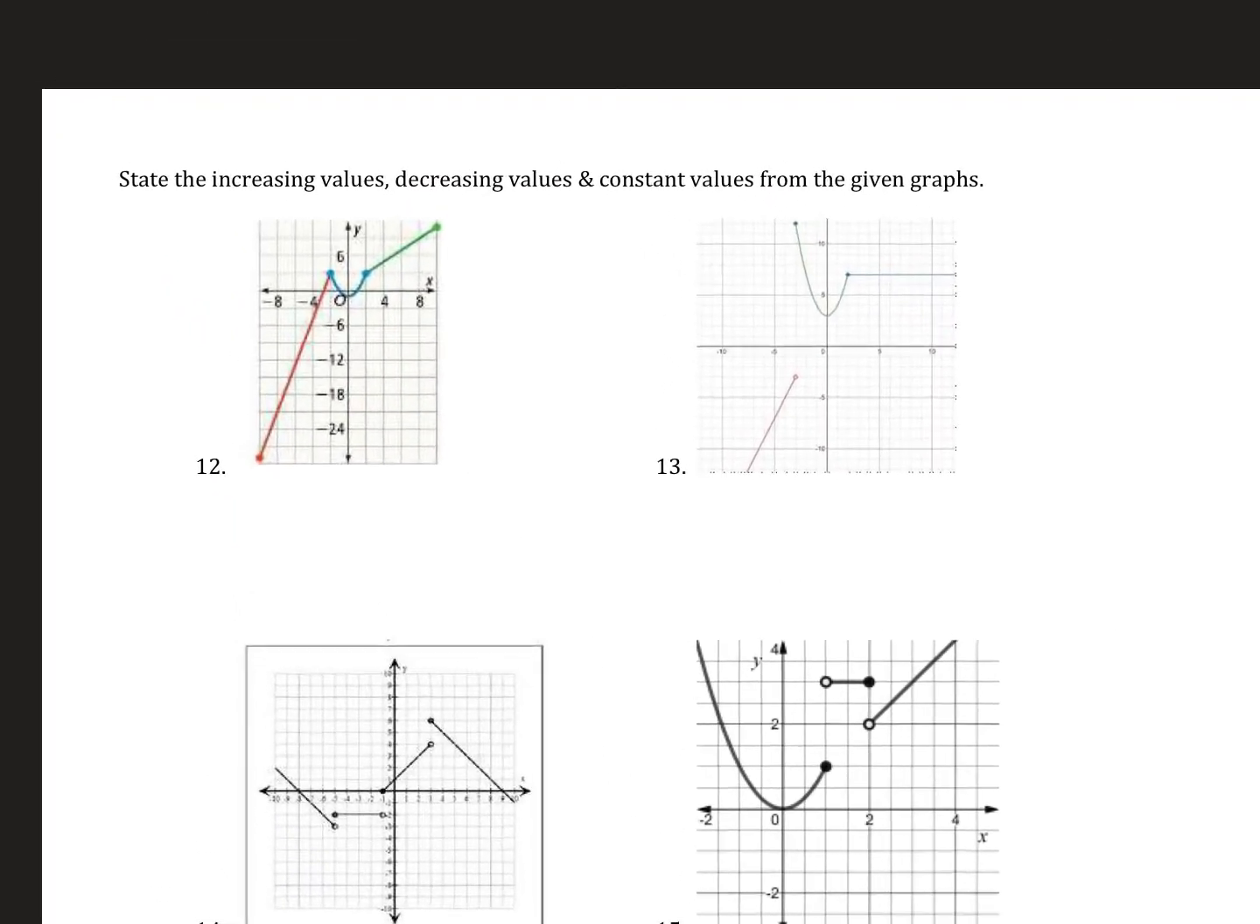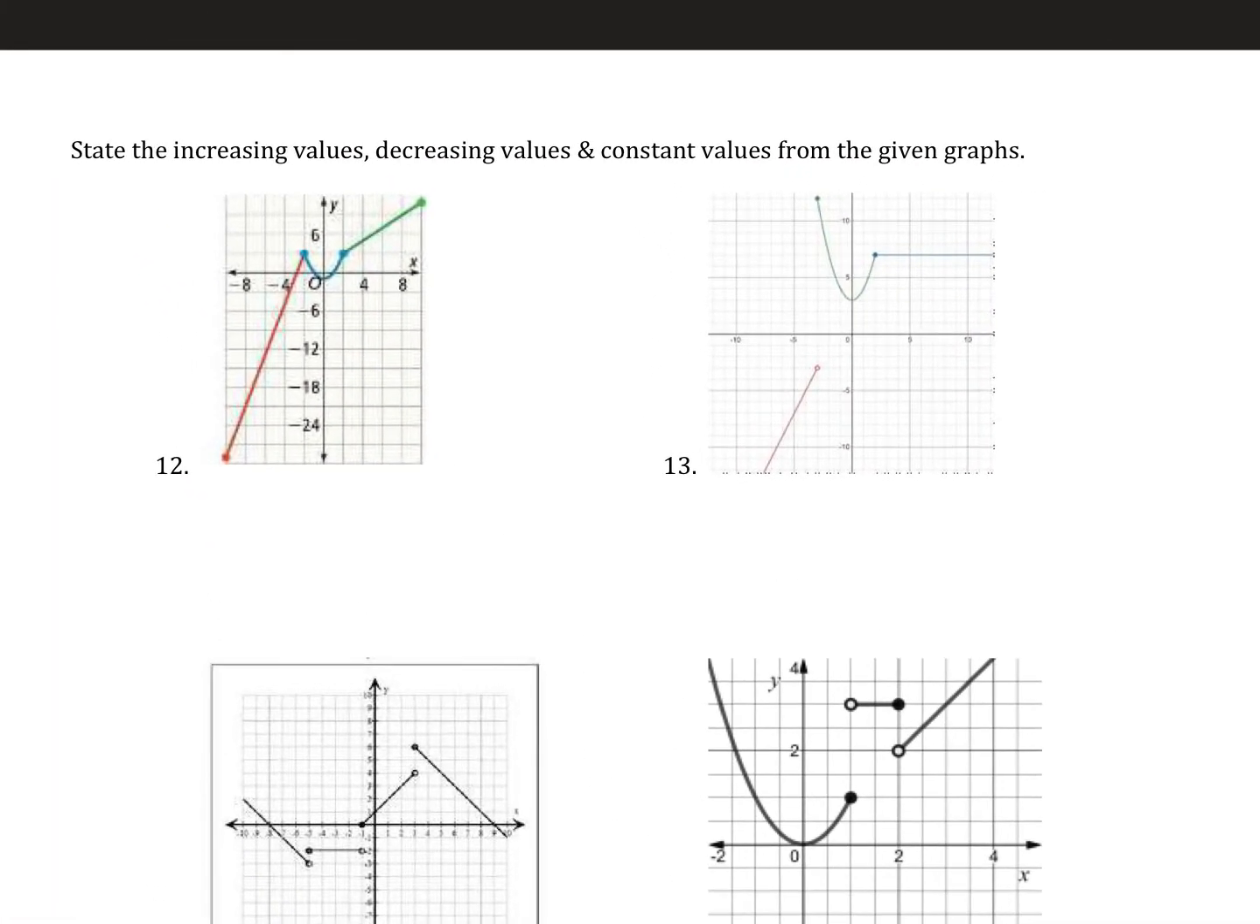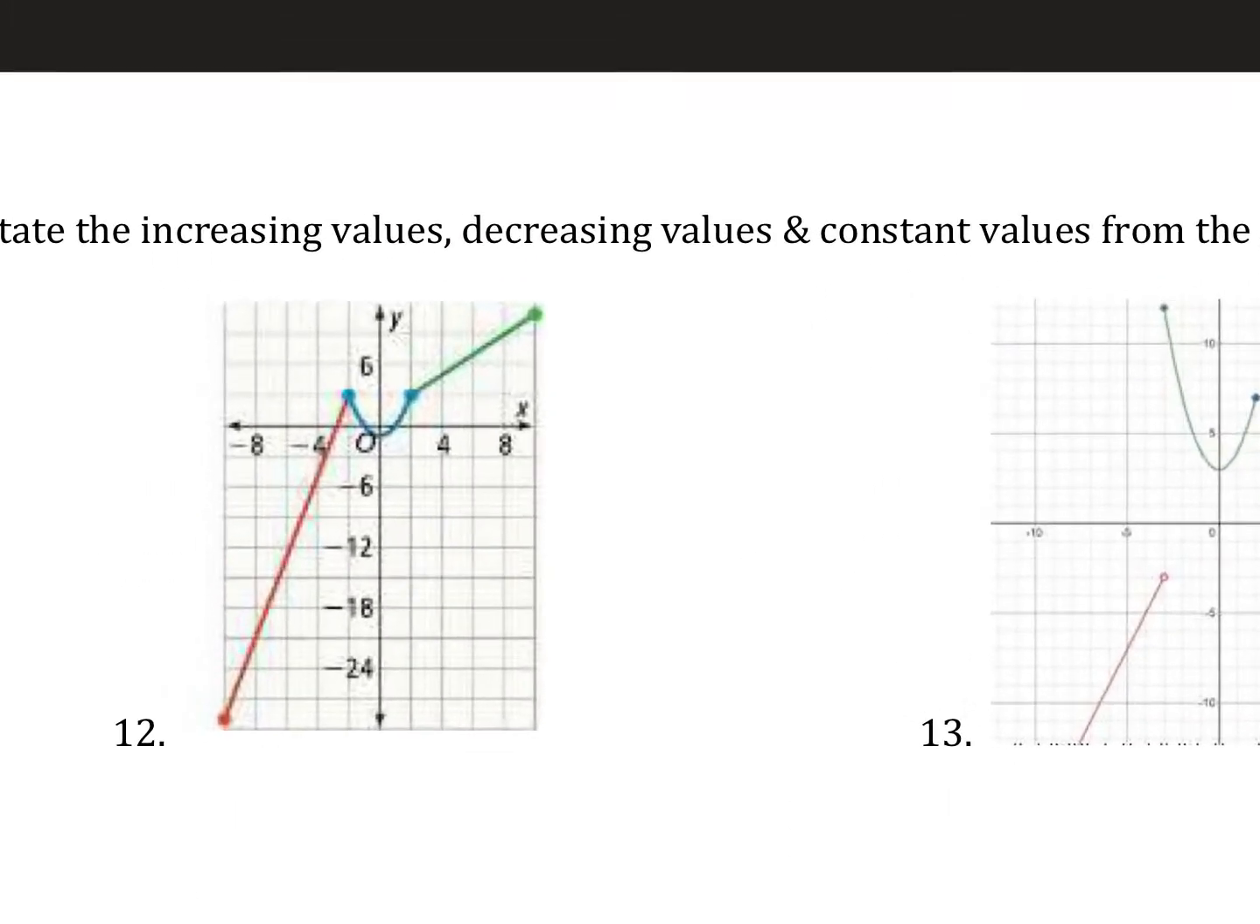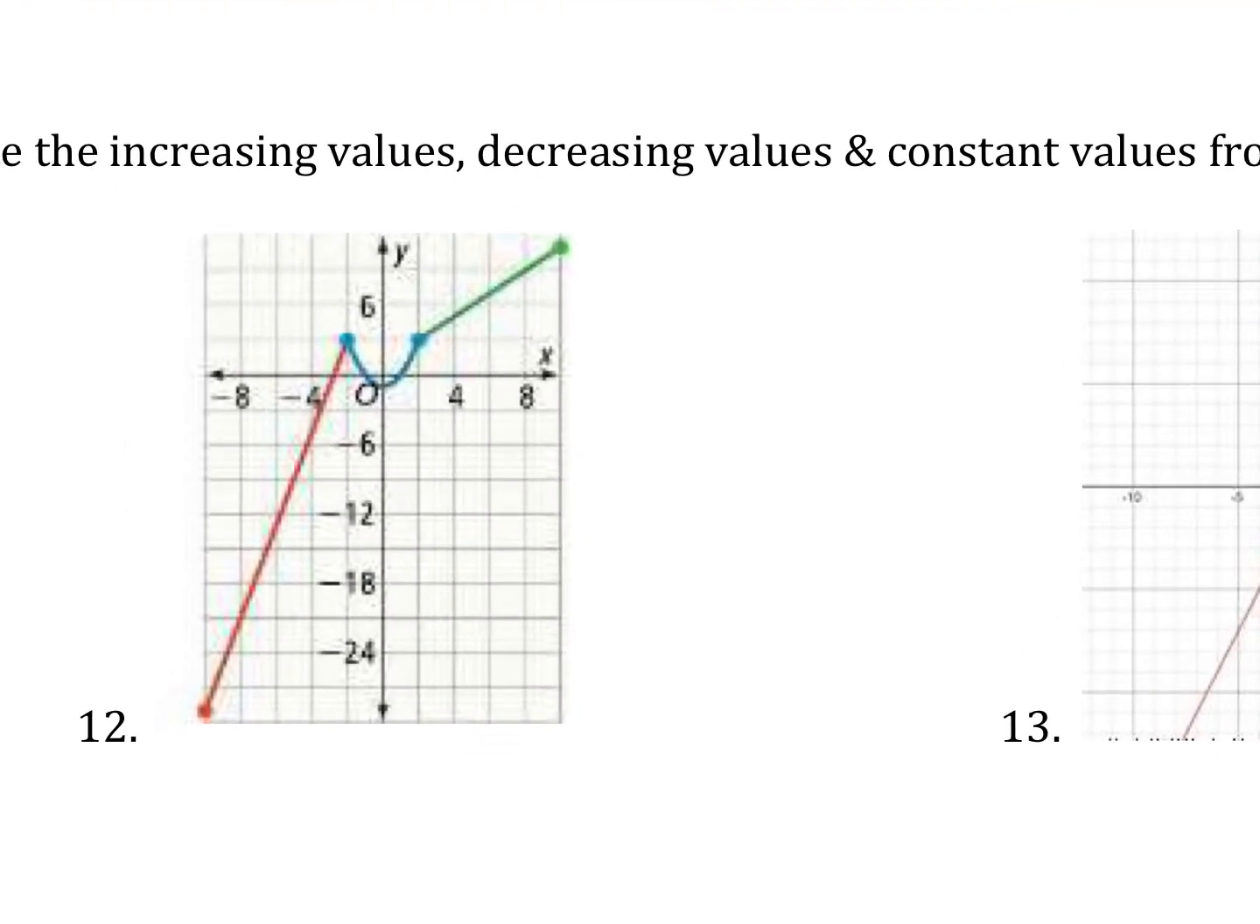If we look at the next set of questions, we're seeing the increasing values, the decreasing values, and constant values from the given graphs. For number 12, remember when you're looking at these, you're looking at the x values, where the line goes up from left to right, or the line stays flat from left to right, or the line goes down from left to right. So it's the x values that you're focusing on.